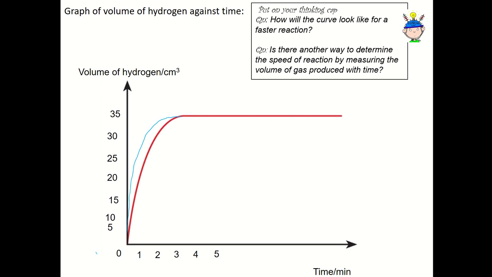Okay, is there another way to determine the speed of reaction by measuring the volume of gas produced with time? Now, because you have two factors here, one is the volume of gas and one is time. So you can either fix time. Okay, so like in this case, you fix time and you measure volume of gas in fixed time interval, or vice versa, you can actually fix the volume. Okay, then you record the time taken for a fixed volume of gas to be produced. So two variables, you fix one and you measure the other one. Okay.